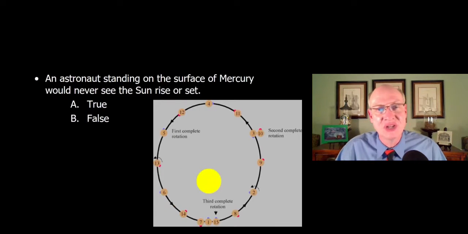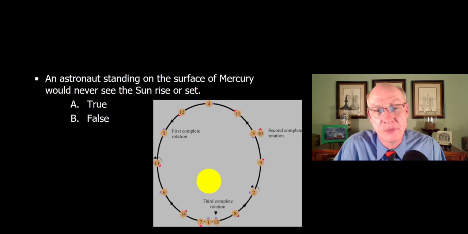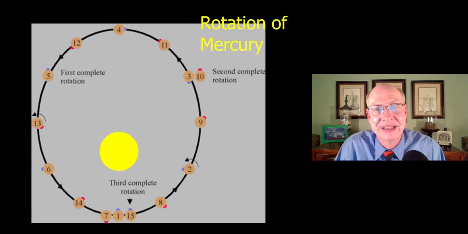So that raises an interesting question. Does an astronaut standing on the surface of Mercury ever see the sun rise or set? True or false? An astronaut standing on the surface of Mercury would never see the sun rise or set. So take a look at those rotations, take a look at that diagram, and answer this question in Learning Catalytics. Would an astronaut standing on the surface of Mercury see the sun rise and set?